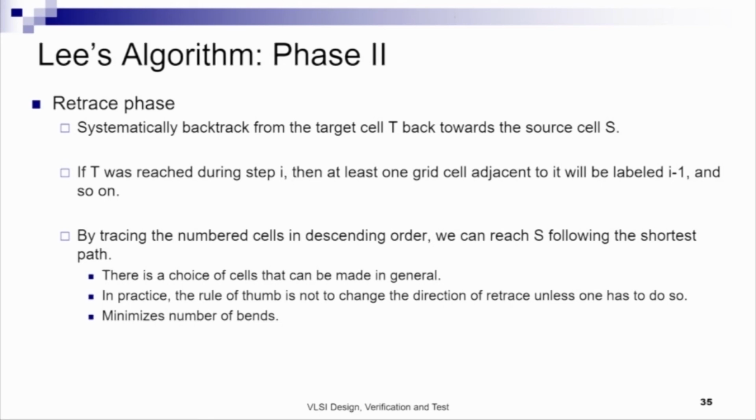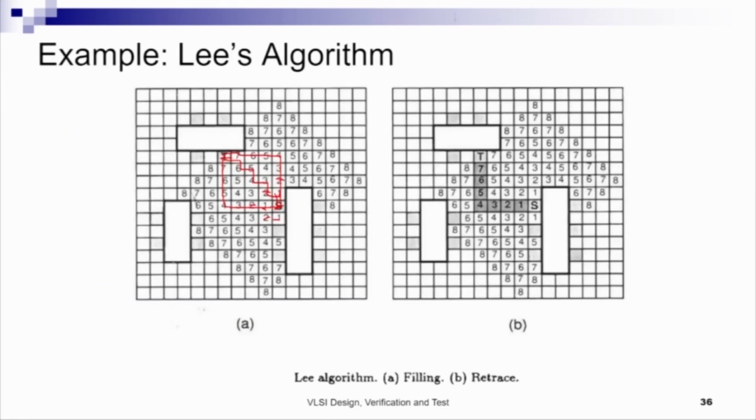There is a choice of cells that can be made in general. In practice, the rule of thumb is not to change direction of the retrace unless one has to do so. Why? Because this reduces the number of bends in the wires. Therefore, although all have the same length, we will favor this path, for example, and this path against this path. So this was the second phase of Lee's algorithm.